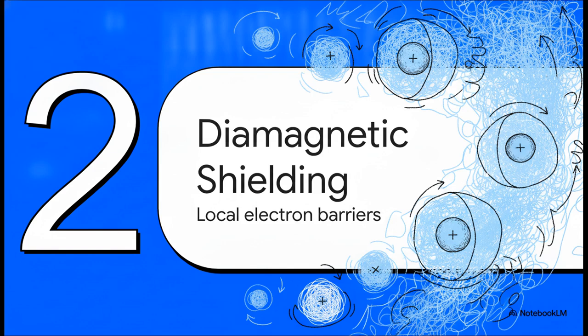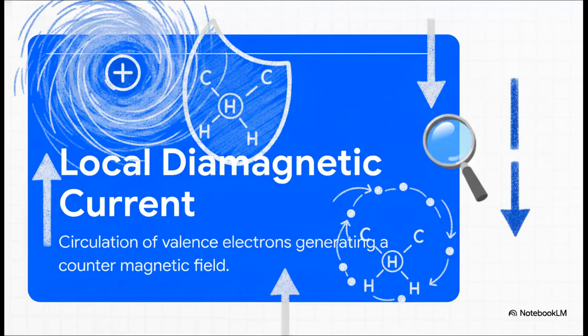Moving to Section 2, Local Diamagnetic Shielding, our local electron barriers. I want you to think of the electron cloud around a nucleus as a literal shield. When you place a molecule into the giant applied magnetic field of the NMR spectrometer, the valence electrons around the proton are forced to start circulating. Just like an electrical current flowing through a wire, this local diamagnetic current generates its own secondary, induced magnetic field. But here is the real kicker. This induced field goes in the exact opposite direction of the giant applied magnet.